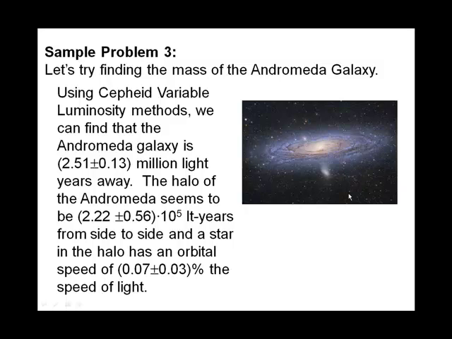So the suns furthest away from the core seem to be 1.11 times 10 to the 5 light years from the core. So the radius is half of the number that's given there. And a star in the halo, which we can measure using something called the Doppler effect, which we'll get to later in the term, has a speed of 0.07% the speed of light. Using this information, we're going to try to figure out what the mass of this galaxy is.